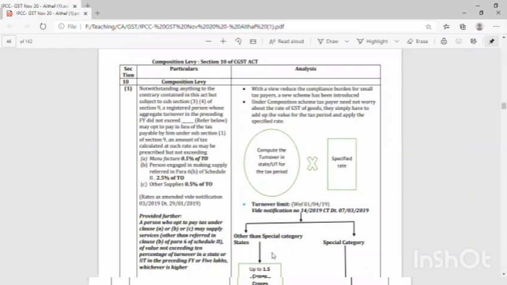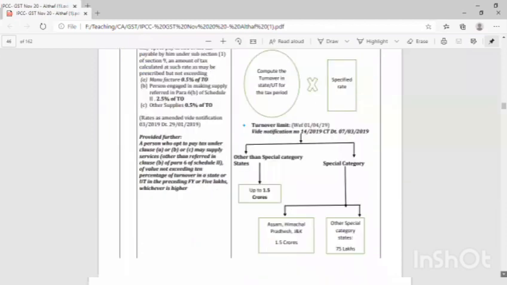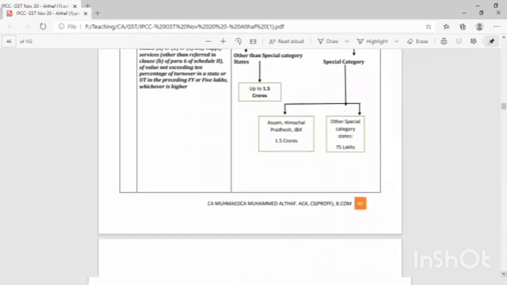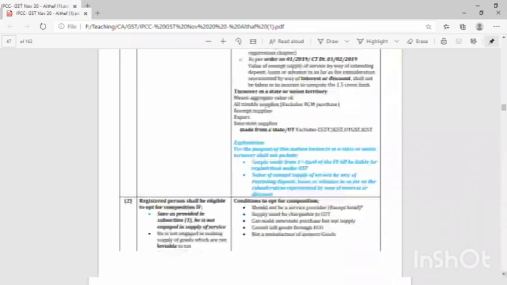The composition levy was actually meant for suppliers of goods. When it was introduced, it was meant for a person who exclusively supplies goods, not for service providers. But recently they amended it and gave the benefit of composition to service providers also, which we'll discuss. So there are two amendments. The turnover limit they changed in the last attempt itself, so you can go through it. I'm just giving the recent amendment that happened.